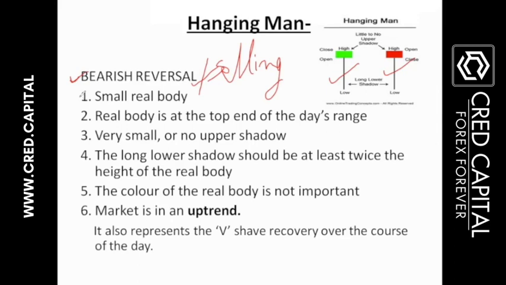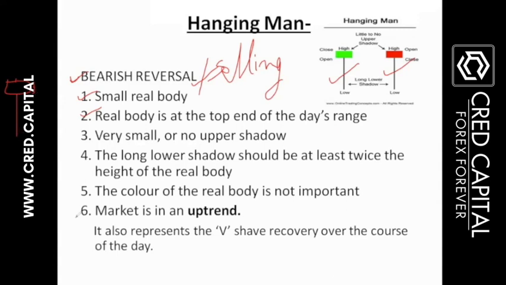Let me read. A small real body, and the real body is at the top of the day's range. Same characteristics as the hammer. Very small or no upper shadow. And the longer lower shadow should be at least twice the height of the real body.